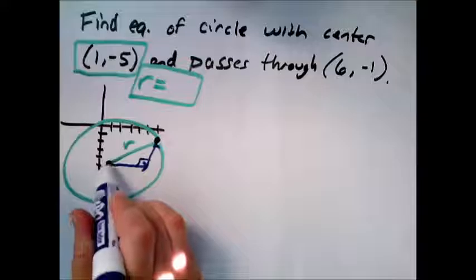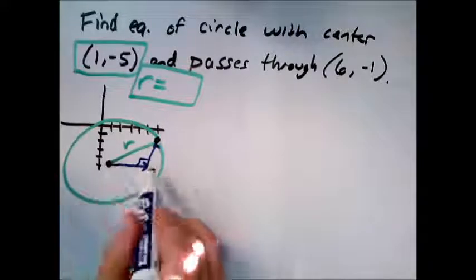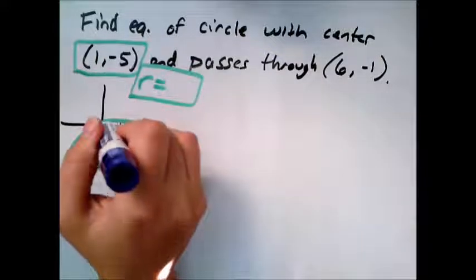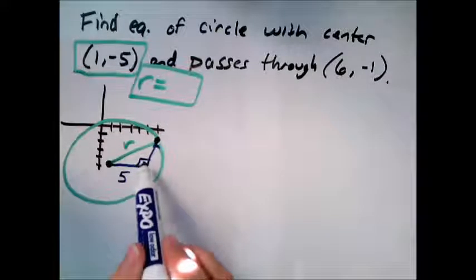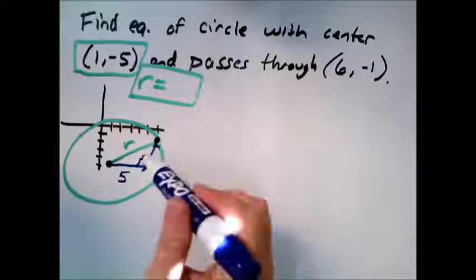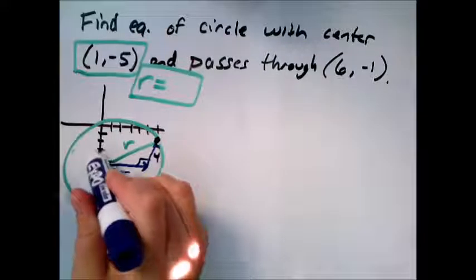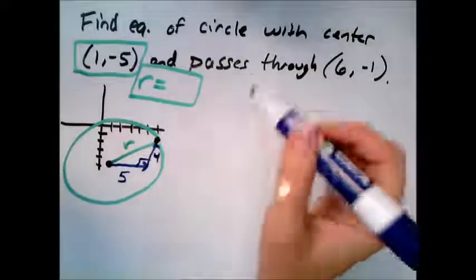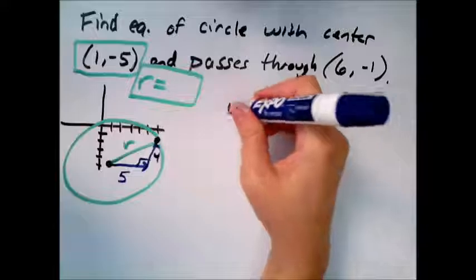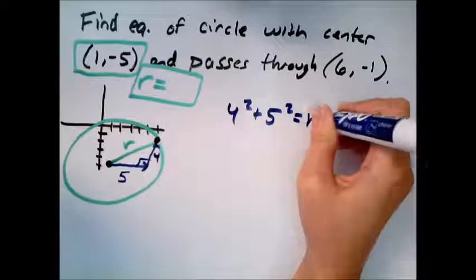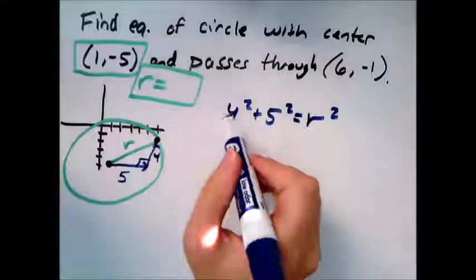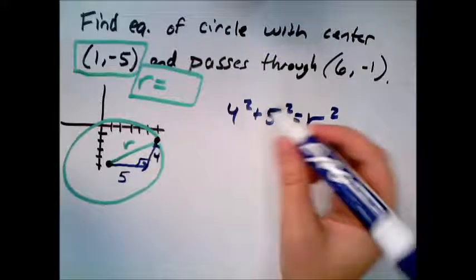So if I'm going from this point to this point, how far am I going over? Well, on the x I'm at 1 and I'm going to 6, so that's a distance of 5. And then on the y, I'm going from -5 up to -1, so that's a distance of 4, or you can count them out. Alright, so I have a right triangle where one short side is 4, the other short side is 5, and I'm trying to find the other side, so a squared plus b squared equals c squared.